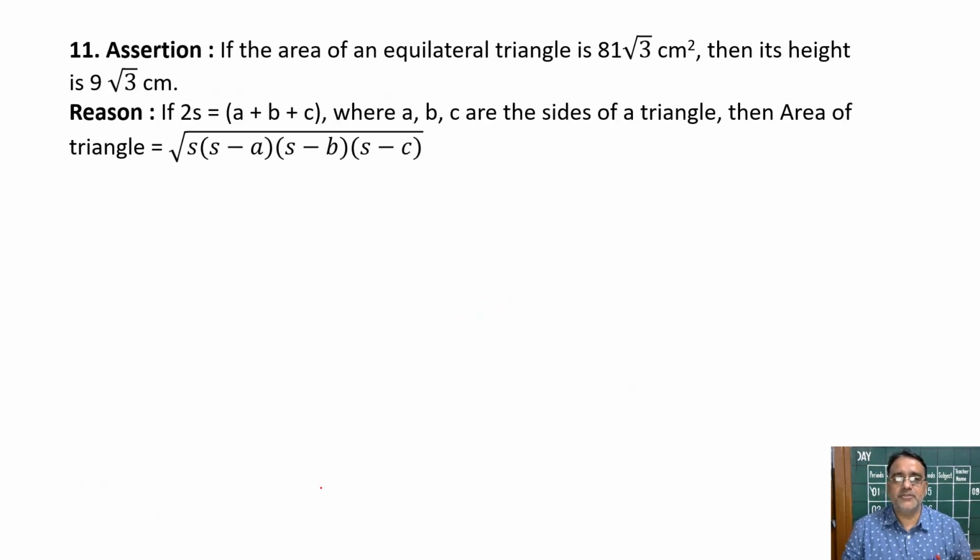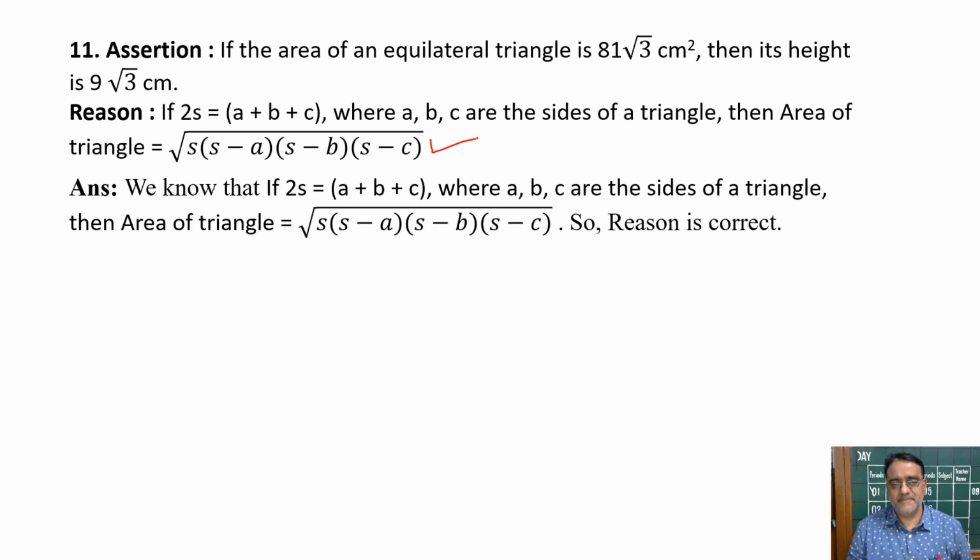Now we are moving toward question number 11. If the area of an equilateral triangle is 81 root 3 centimeter square, then its height is 9 root 3 centimeter. And the reason is given: if 2s is equal to a plus b plus c, where a, b, c are the sides of a triangle, then the area of triangle is equal to root over s into s minus a into s minus b into s minus c. So is the formula correct in the reason? Yes, sir. Right, this is correct. So the reason is correct. Now we have to check for the assertion.